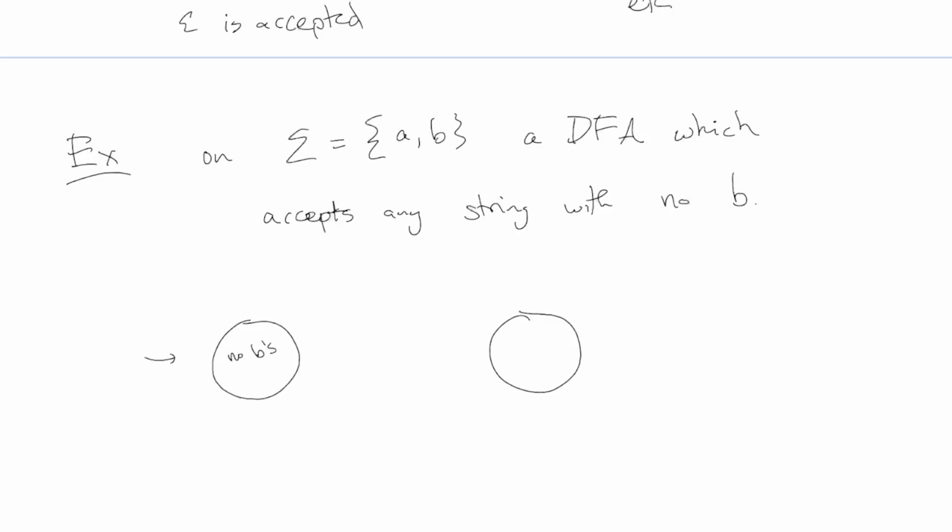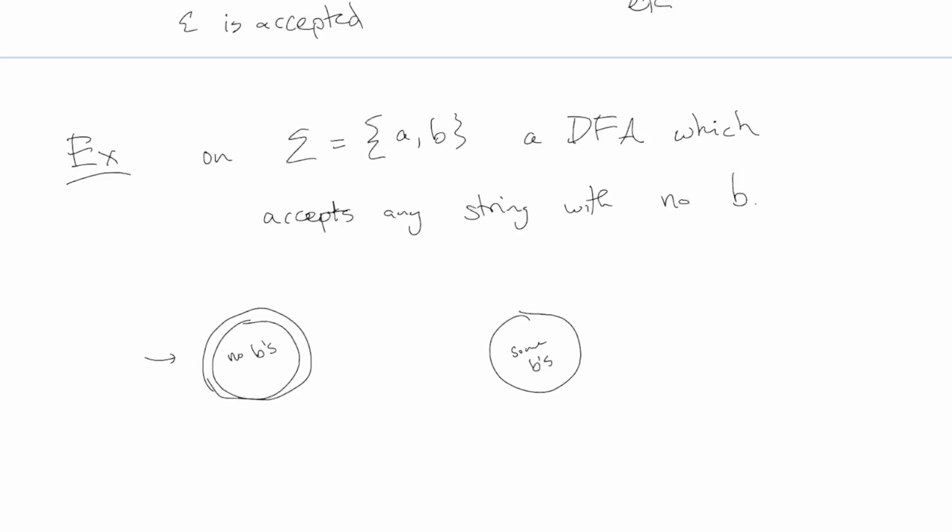But if I ever see a B, it's all over. Then it should be rejected. So this one is going to be accepting, because if I have a string with no B's in it, that should be accepted. The other state would be, yes, B's. There are some B's, or maybe just one B or whatever, but that should be a rejecting state, because I do not want to accept any strings that have B's in them. And now it's just a matter of where should I put the arrows, all right?